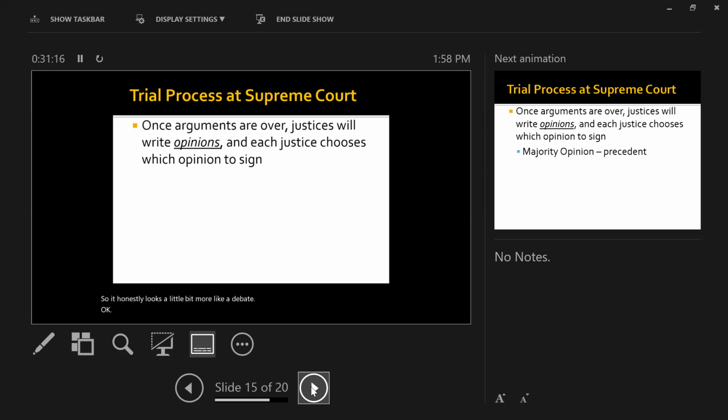Now, once those arguments are over, justices write those opinions. So when we went over Marbury versus Madison, McCulloch versus Maryland, and I think it was US versus Lopez, when we were talking about the Supreme Court cases, we were reading those opinions. So once arguments are over, justices are going to write opinions, and then each justice chooses which opinion to sign.